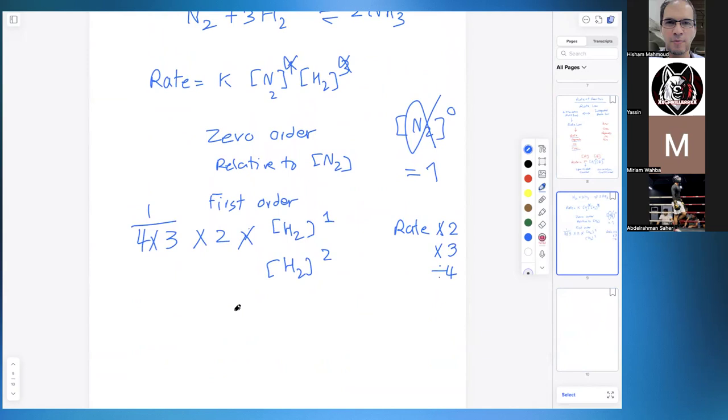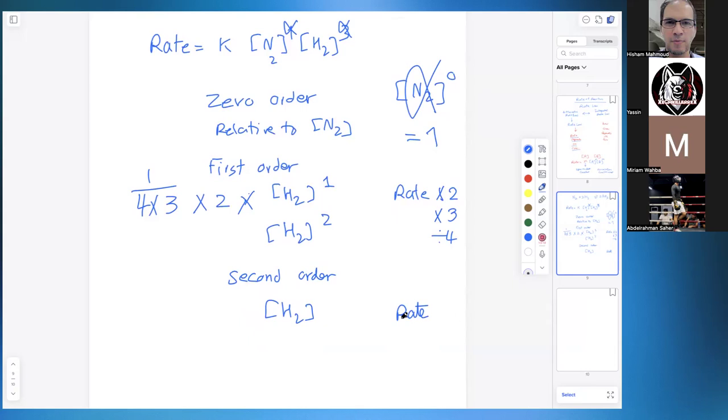Okay, very good. What about the second order? What does it mean to have a second order? It means it's to the power of 2. So whatever change you make to the concentration of the reactants, what will happen to the rate of the reaction? The rate of the reaction will be powered. So this change will be powered. So if you multiplied the concentration of reactant by 2, what happens to the rate of the reaction?